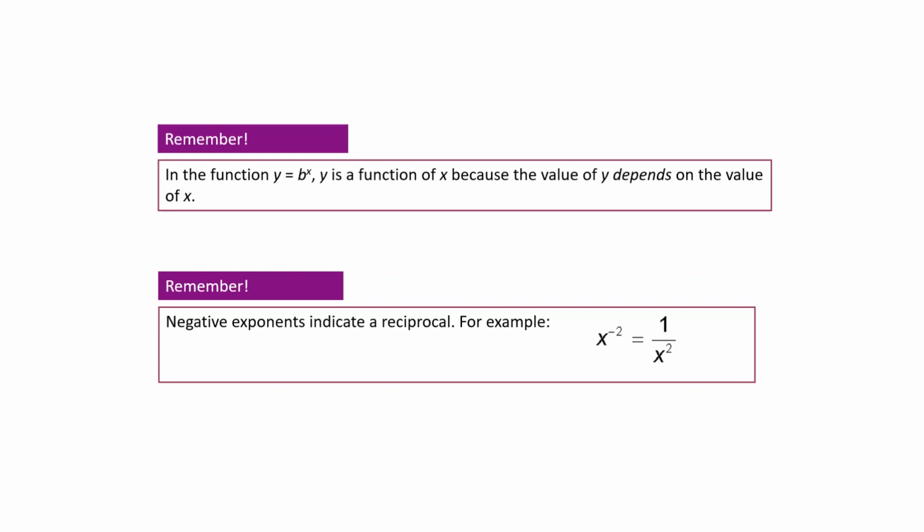Also, as I mentioned before, negative exponents indicate a reciprocal. So notice x to the negative 2 power is actually the same as 1 over x squared. That may be new to you, may not be, but that's what you need to make sure you remember. And if not, we'll talk about that some more in class.